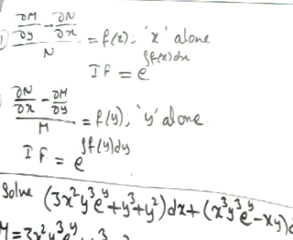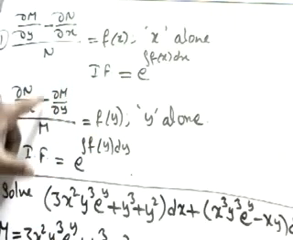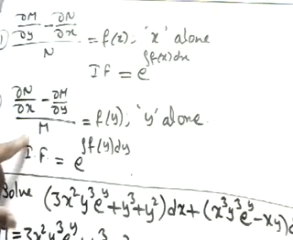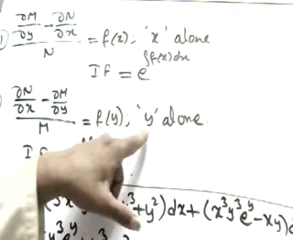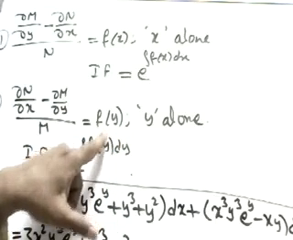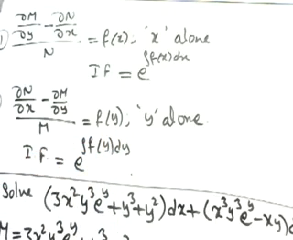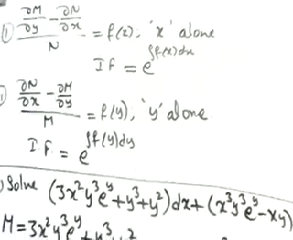If this case is not possible, then we can try for this: (∂N/∂x − ∂M/∂y)/M. We should get this in y alone, only y, not x. The term should be in only y. Then the integrating factor will be e to the power of integration f of y dy. We already did two questions on this method. Let me do some more questions on this method.